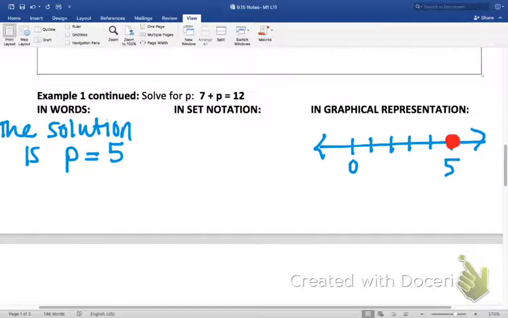Lastly, I'm going to show you how we would do this in set notation. Set notation might be something new for you, and the way it works is you use these little curly brackets. They look kind of like this. They're similar to parentheses. And then inside of the curly brackets, you would list out all of the solutions. Now, in this case, we only have one solution, so I'm just writing a 5 inside of curly brackets.